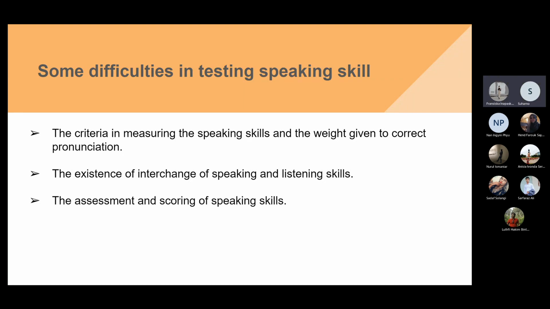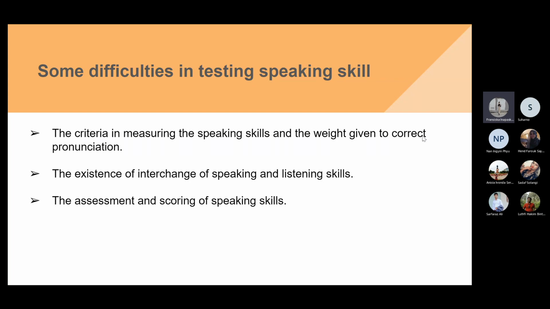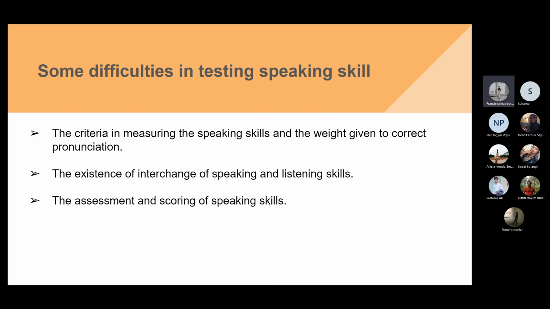And then the next difficulty discussed here is the interchange of speaking and listening skills. We know that speaking skill is related to listening. We find it difficult to separate speaking and listening because when we are talking normally, listening is also an interchange skill here.